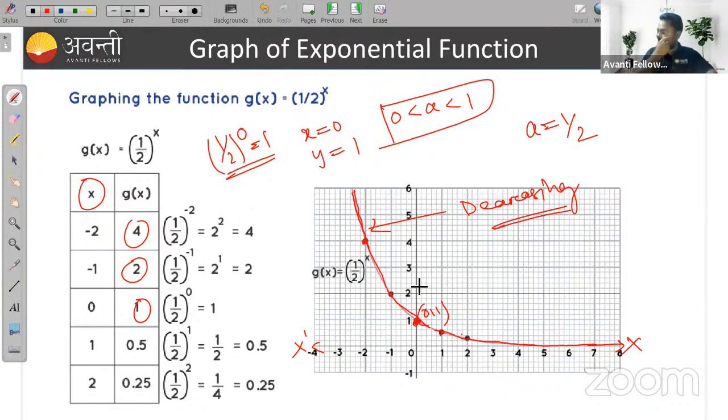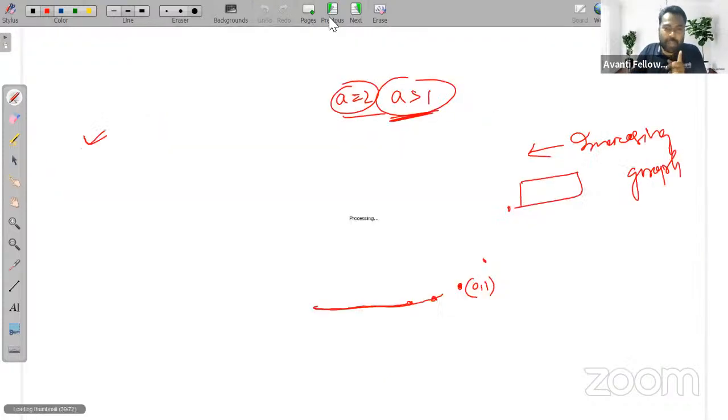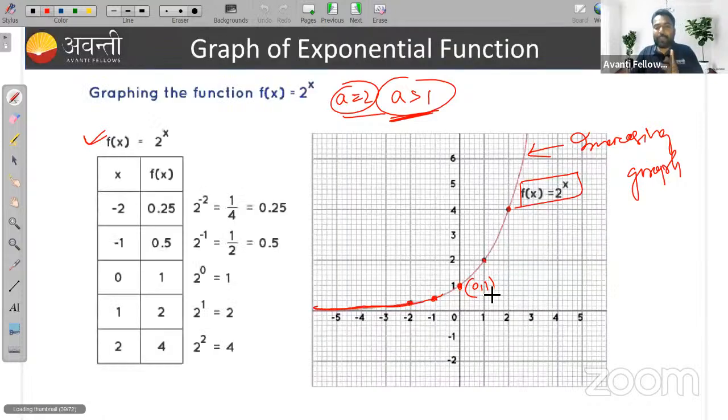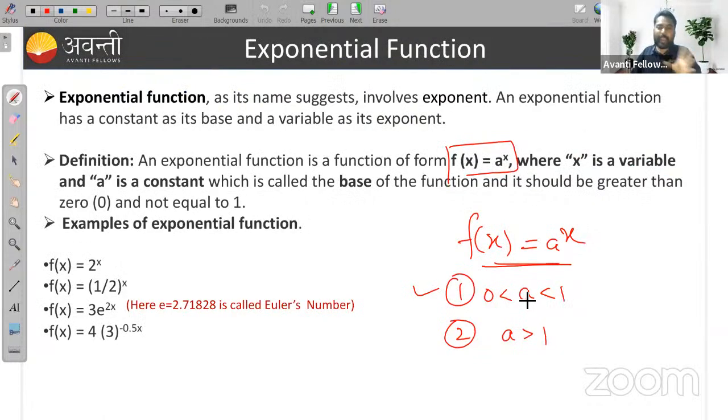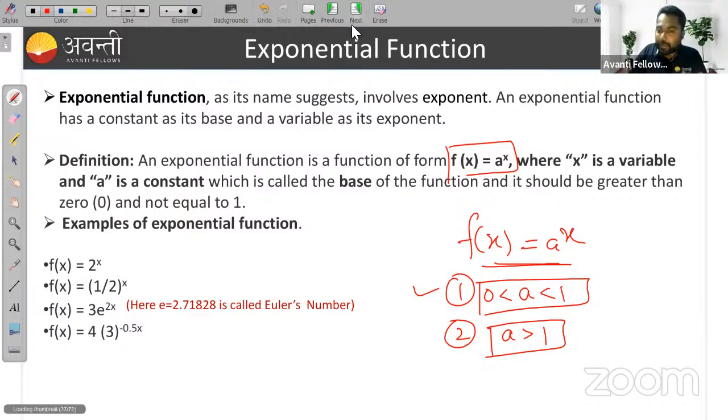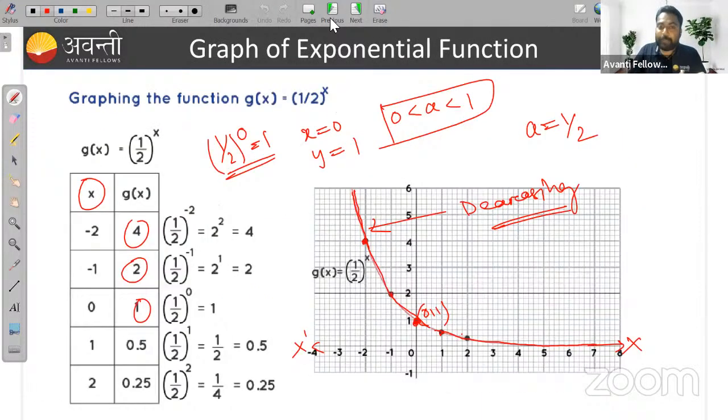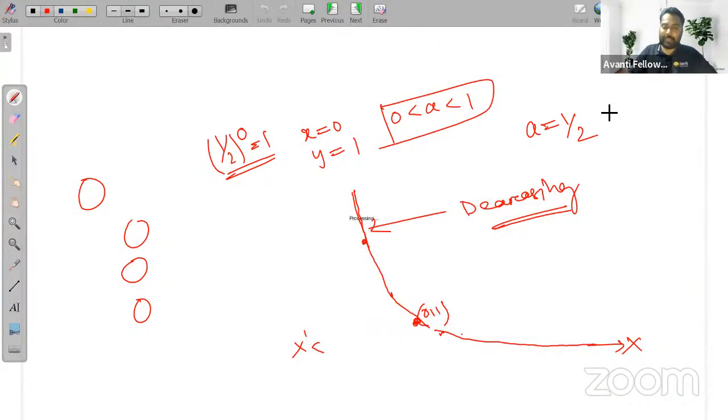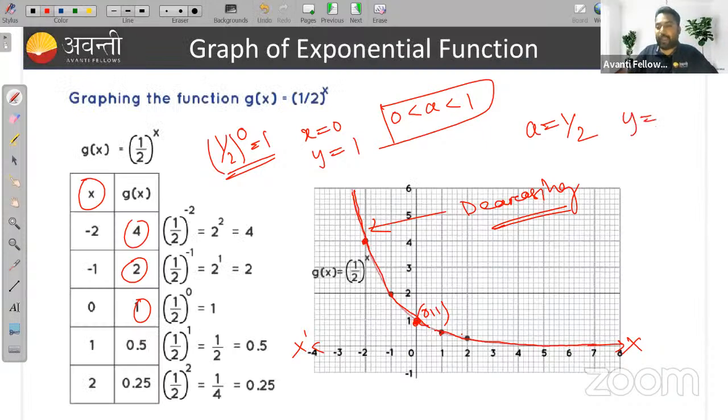So this is all about your exponential function. You can ask one question also, sir: why are you taking the value of a between 0 and 1 and a greater than 1? Why are you not taking a as any negative value? Because when you take a negative value, suppose y is equal to minus 2 raised to x, the graph of this function will not follow a certain pattern.